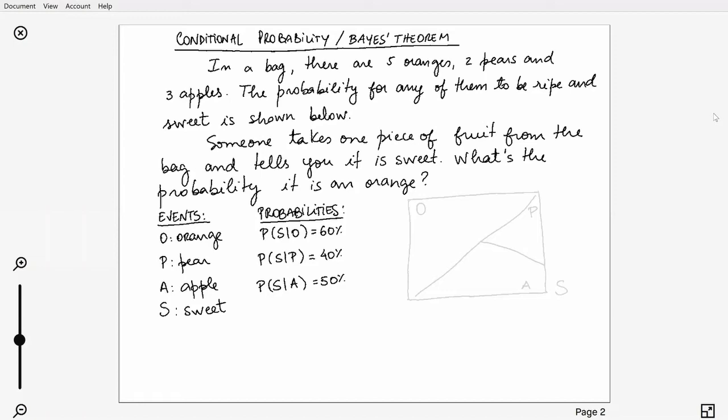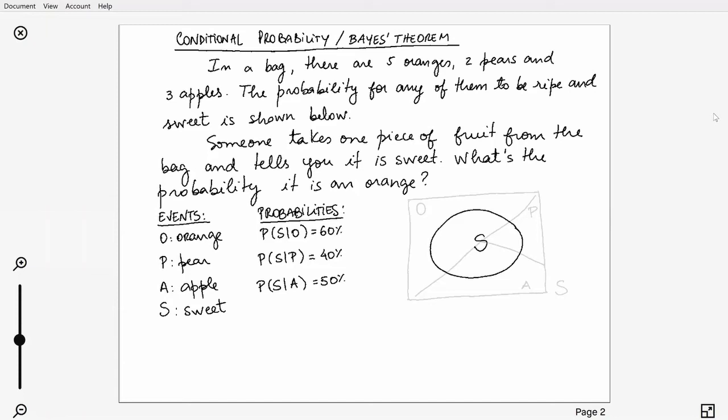And now, we know that for each piece of fruit, there is a probability it is sweet. So that's the event we need to represent in the Venn diagram. So there is a probability that any of these fruits are sweet.